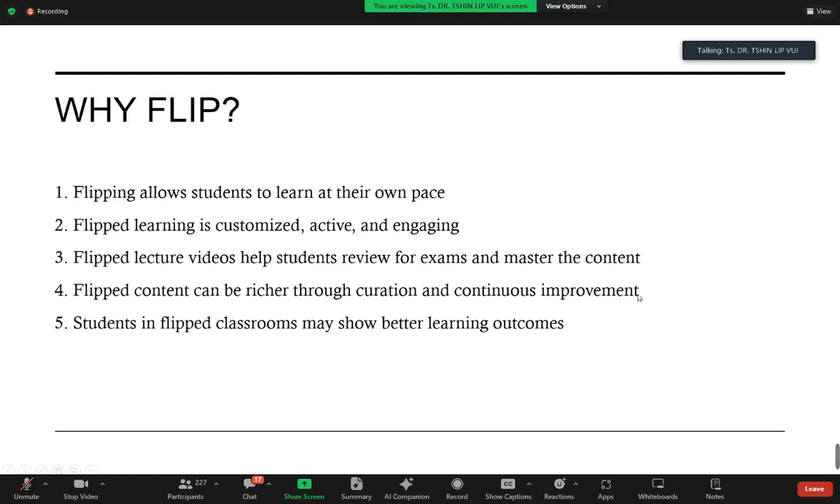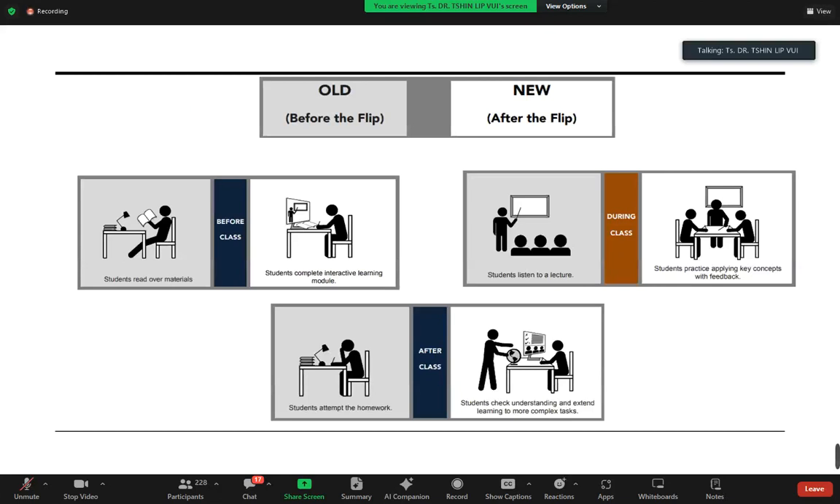Okay, so this is what I explained just now. Flipping allows students to learn at their own pace. Learning is customized and deeply engaging. Flipped lecture videos help students review for exams and master the content. Flipped content can be richer through correction and continuous improvement. Students in a flipped classroom may show better learning outcomes. And this is all on the flipped classroom.